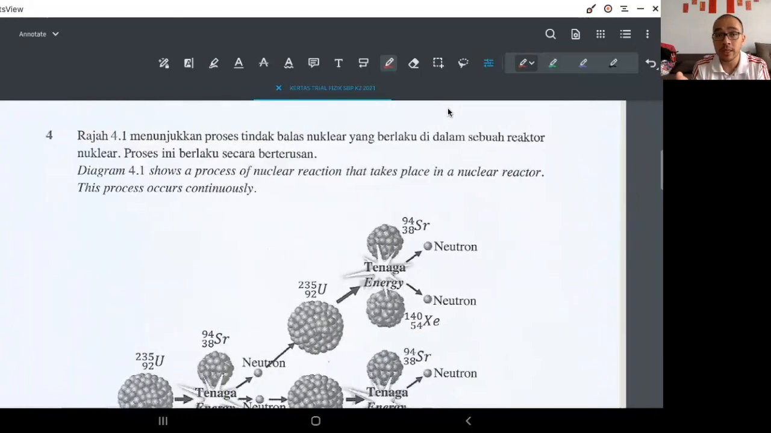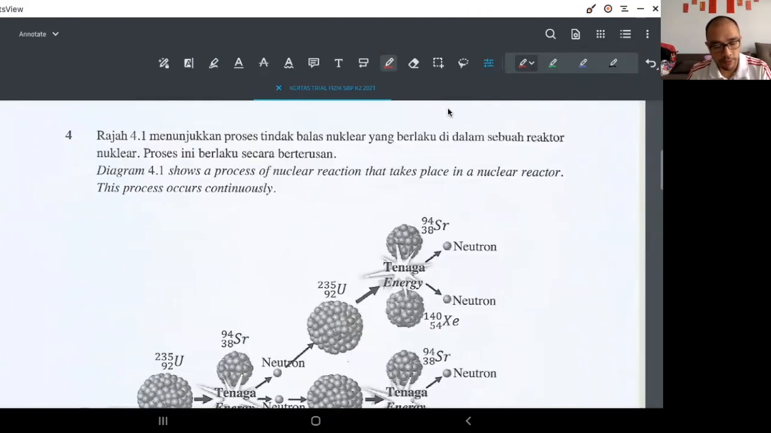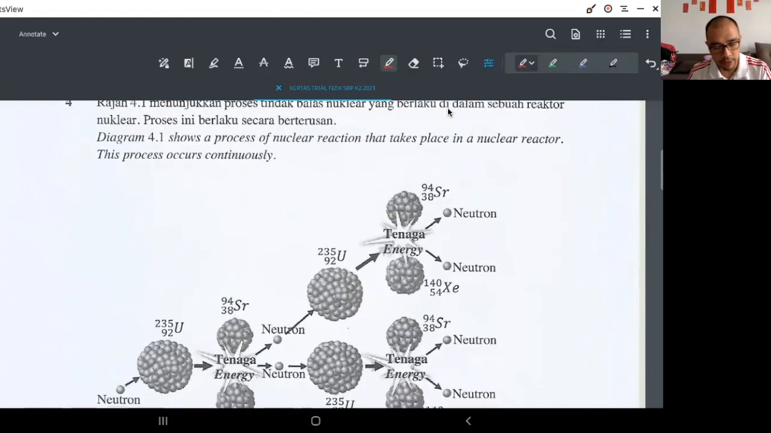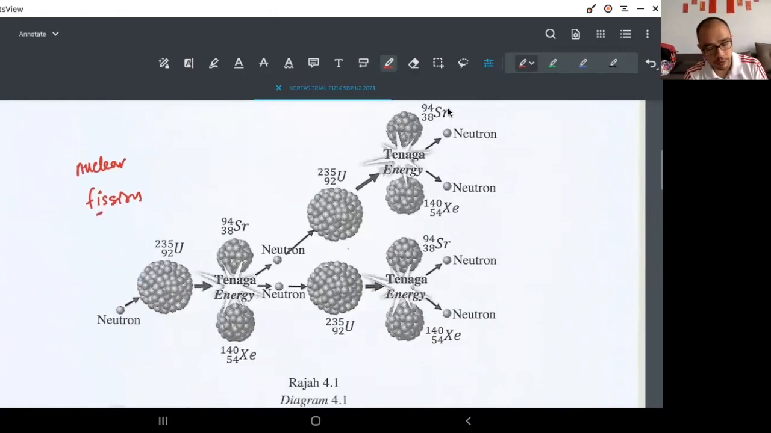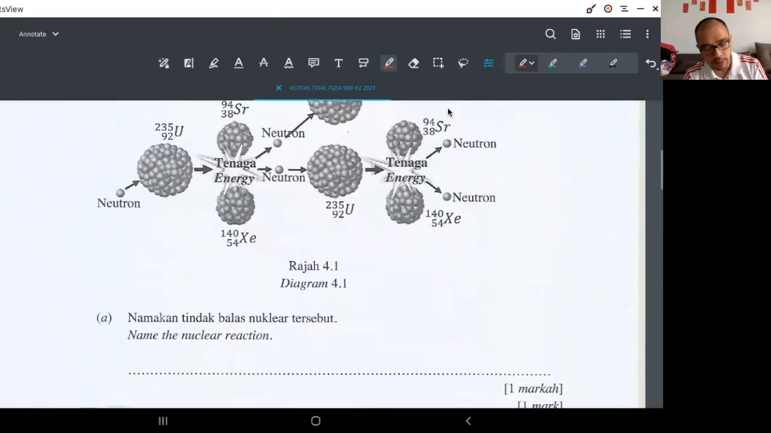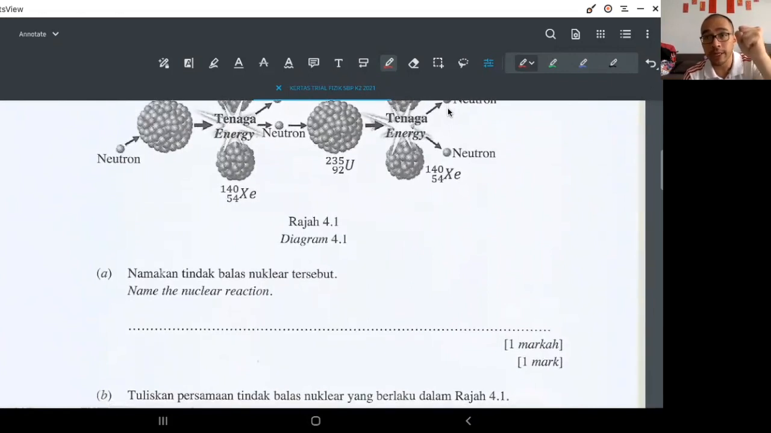So this particular process is nuclear fission. Fission means to split it up. If you combine it together, it's nuclear fusion. But this particular question is asking for nuclear fission. So name the nuclear reaction: you've got nuclear fission. There are only two, fission and fusion. Fusion is you mix two together. Fission is you split one big one to become two small ones. This one is nuclear fission.